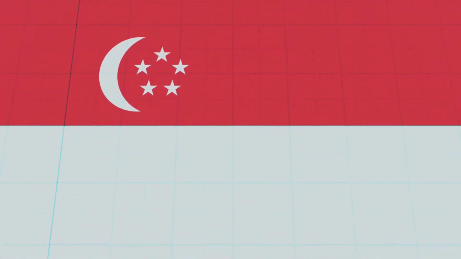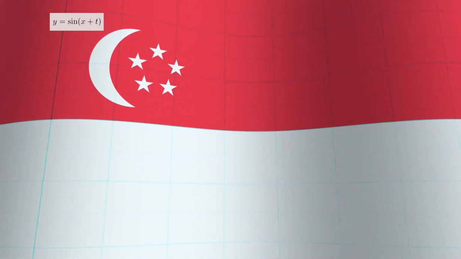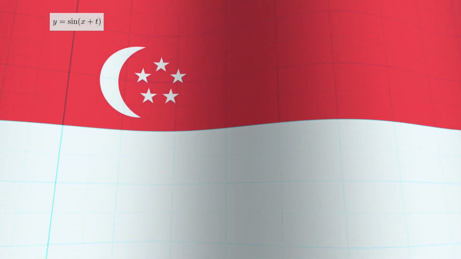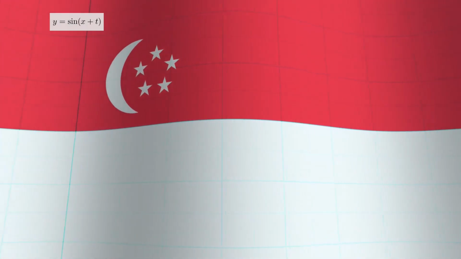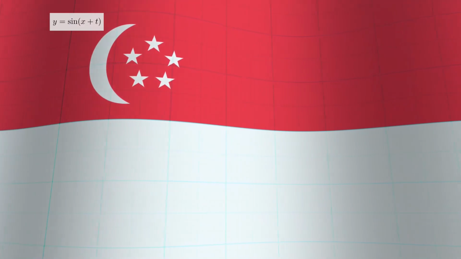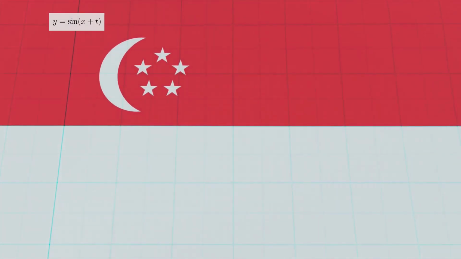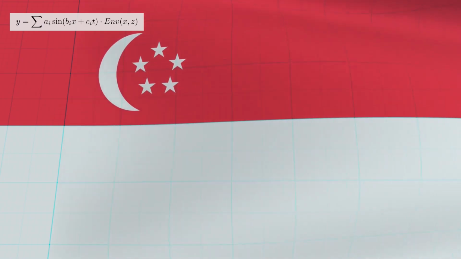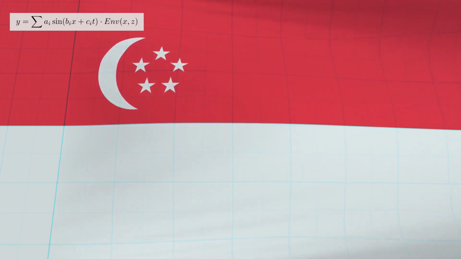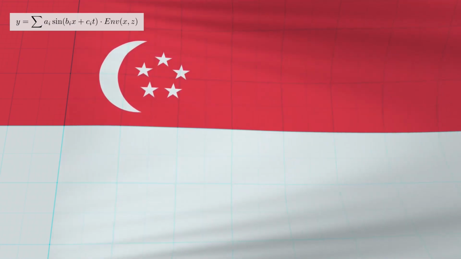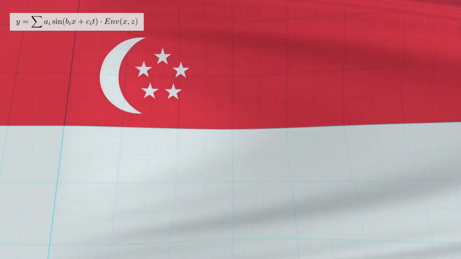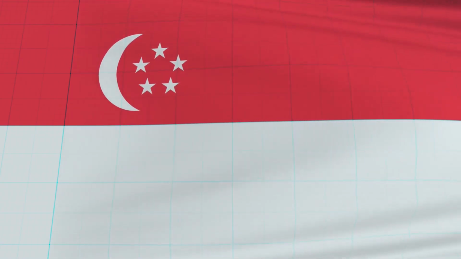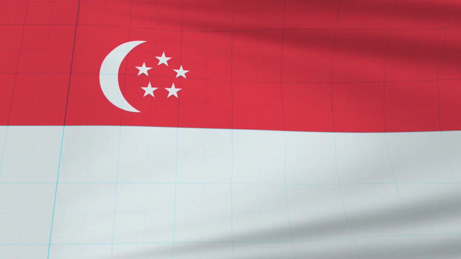To animate the flag, include time as an input to our formulas. Finally, we add multiple sine waves at various frequencies to create wind turbulence. Trim the boundary and we are done.